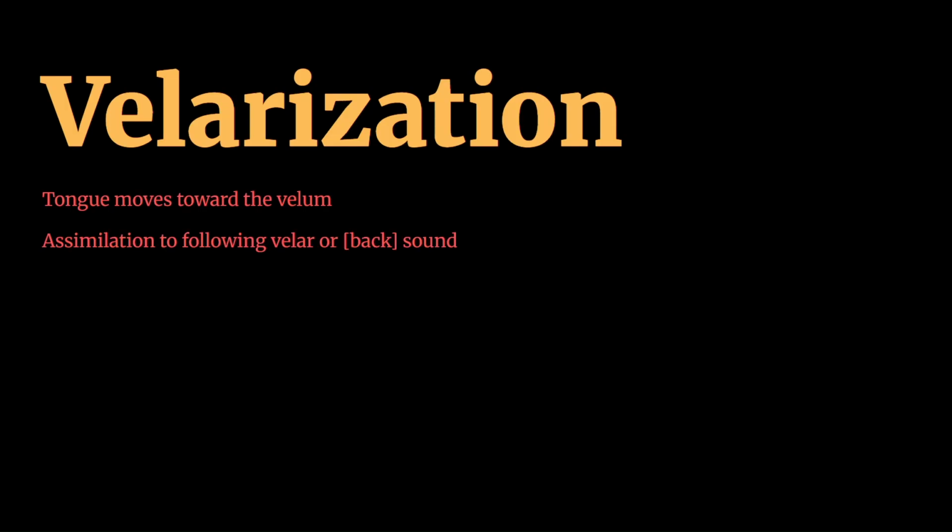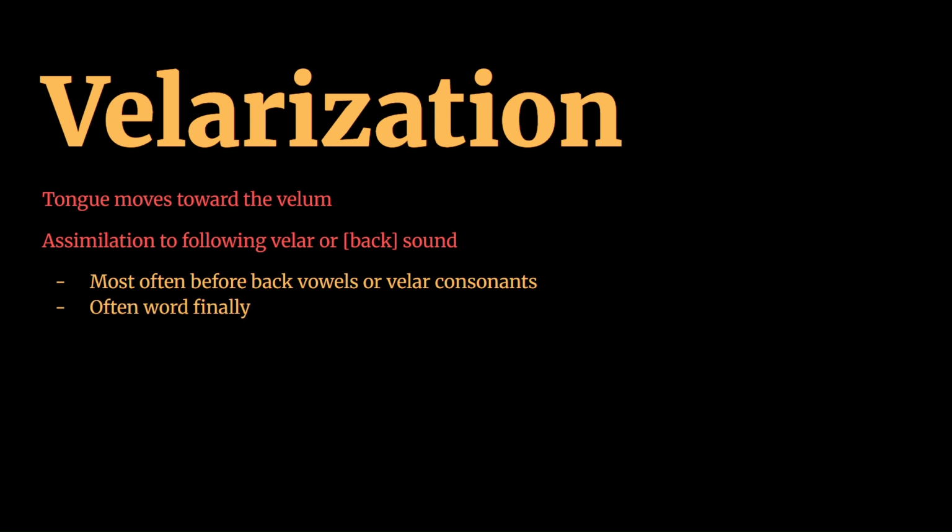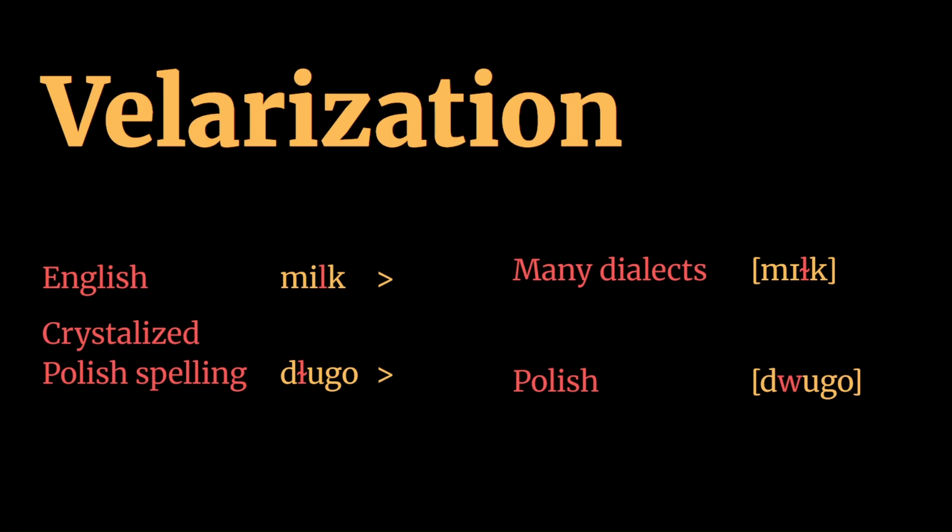Another fairly common, although perhaps less well known and less obvious process is velarization. This is where the tongue moves towards the velum. Usually this involves moving towards the back of the mouth. Most often this occurs as assimilation to a following velar or back sound, most often before back vowels or velar consonants. It also often occurs word finally. The examples here show where it happens. Notice that in a language like English, this is more of an allophonic variation.